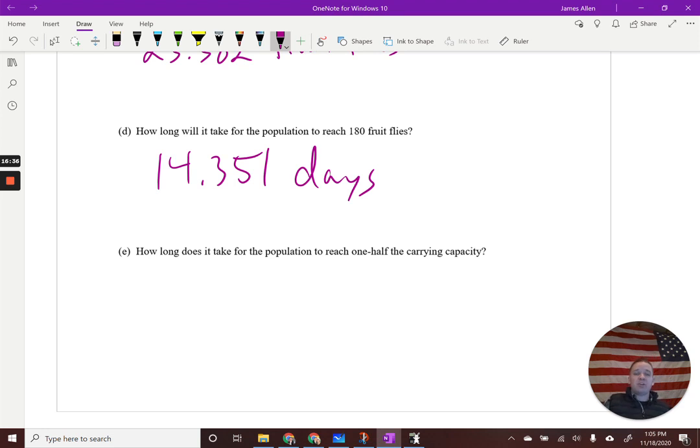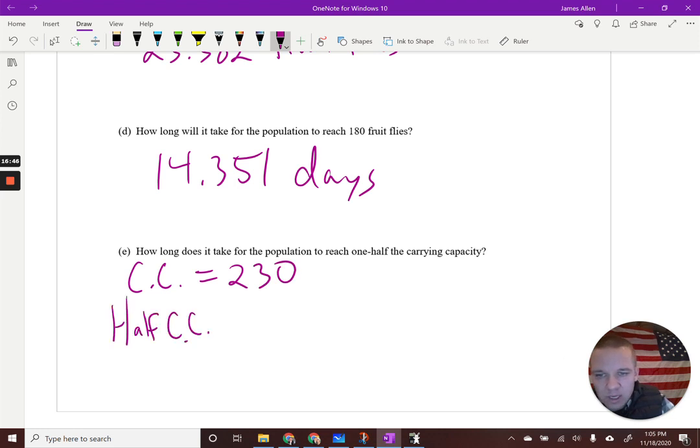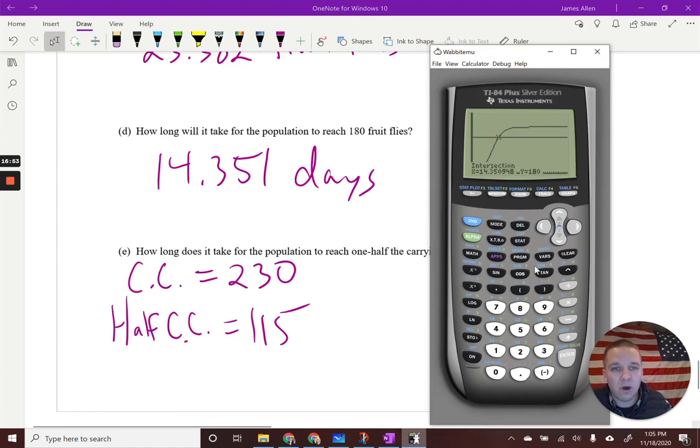Alrighty. Part E here, and then we're done. How long does it take for the population to reach 1/2 the carrying capacity? Well, if we remember, our carrying capacity is 230, so half the carrying capacity would be 115. So let's head back to our TI-84, throw in that 115 for my Y equals, and find that intersection.